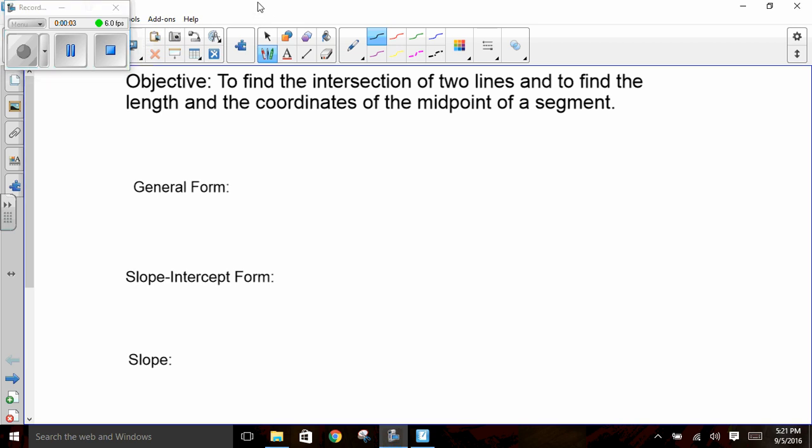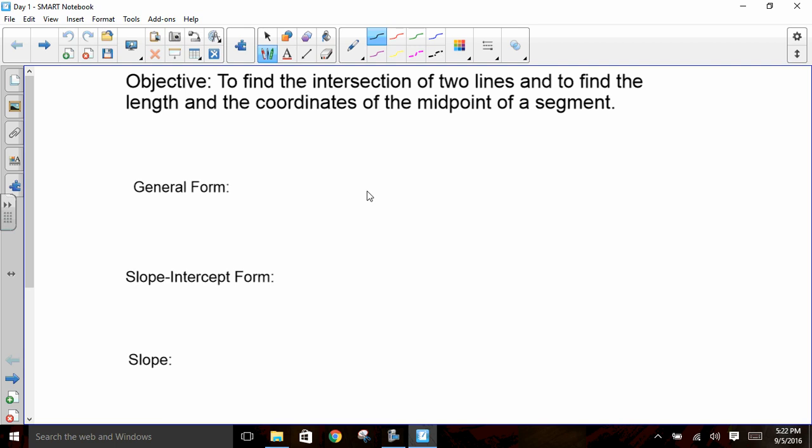All right, welcome to the first day of Math C, Unit 2. We're going to start off this unit by talking about some points, lines, and planes. So before we start talking about that, we need to talk about a couple forms that we've seen before.